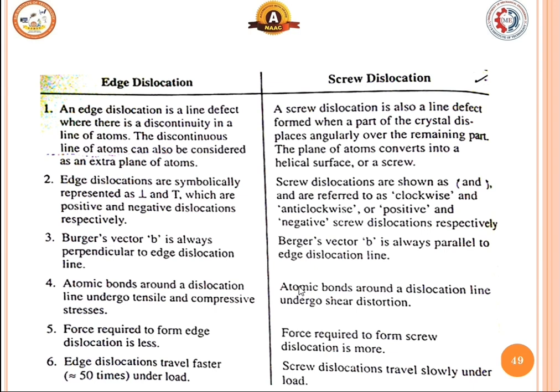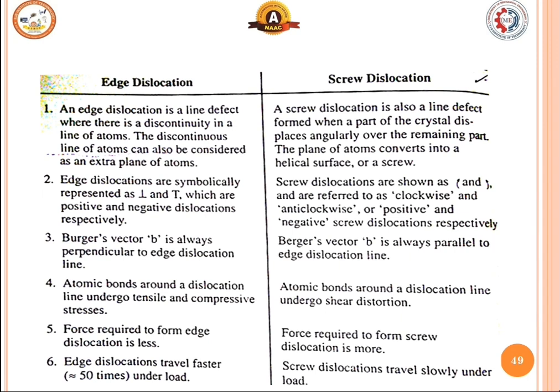If you compare or differentiate between the edge and screw dislocations, you can see edge dislocation travels faster under load, screw dislocation travels slowly under load. Force required to form edge dislocation is less. In case of screw dislocation, it is more. Atomic bonds around an edge dislocation line undergo tensile and compressive stresses. Atomic bonds around a screw dislocation line undergo shear distortion.